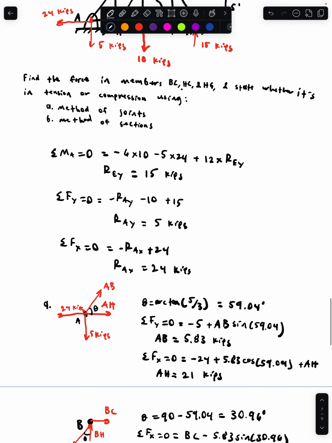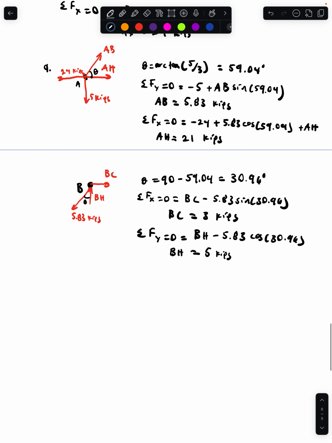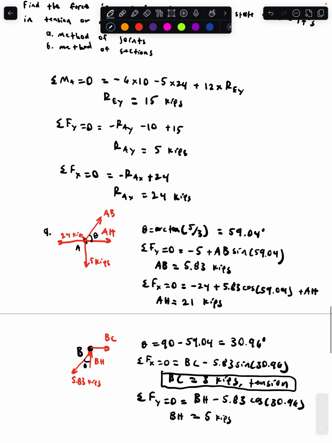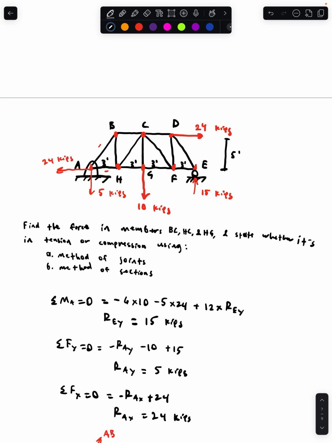So from our question statement here, we're asked for BC, which we just found. And so now we need to state whether that's in tension or compression. Since that's pulling on the joint here, that's in tension. So there is our first answer. So now we've solved at joints B and A. Now we can go ahead and solve at joint H, because we have BH and we have AH, so that leaves us with only 2 unknowns.